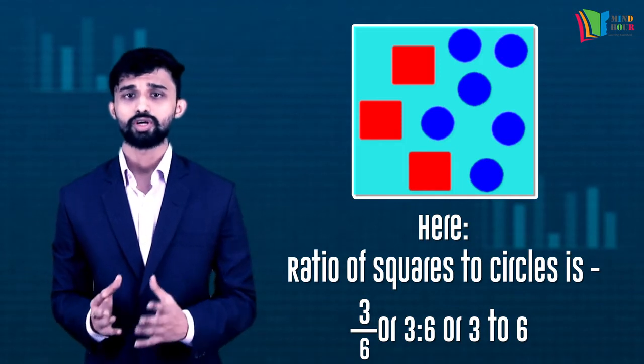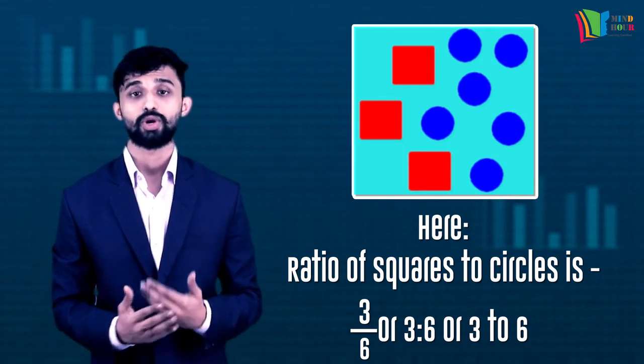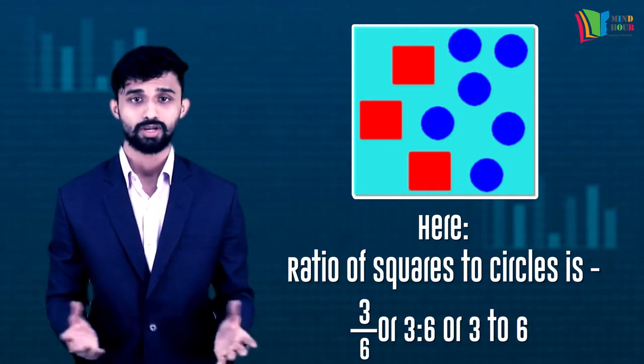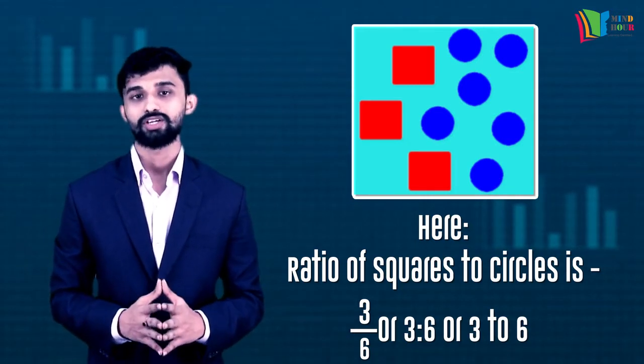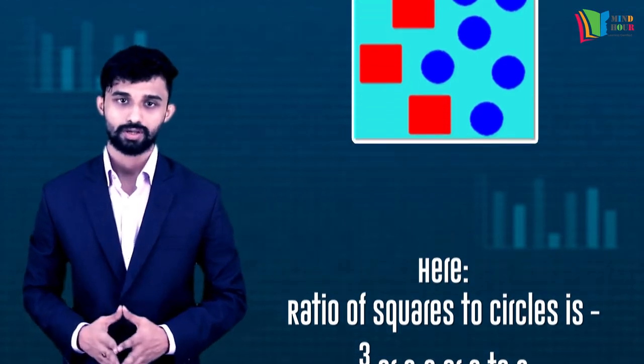The ratio of squares to circles is 3 by 6. The ratio of squares to circles can be said as 3 to 6. Or you can say the ratio of squares to circles is 3 colon 6.